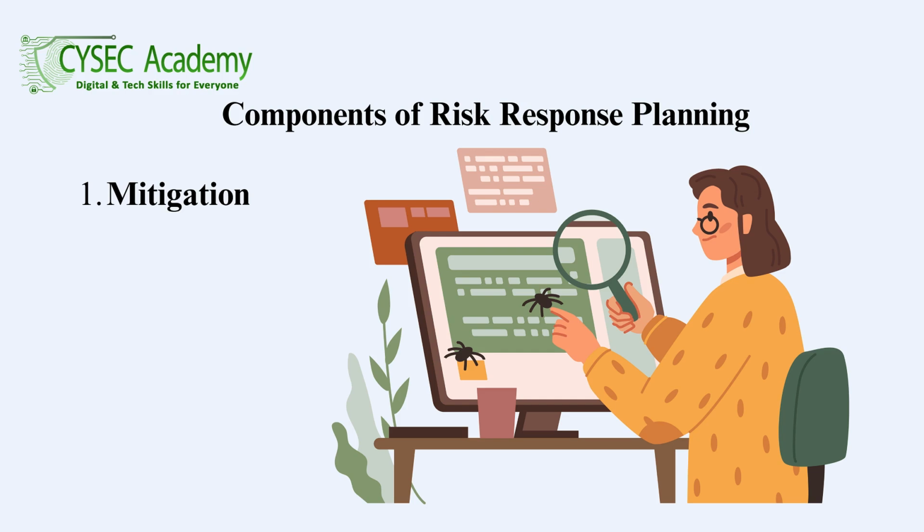Mitigation. Mitigation involves taking actions to reduce the probability or impact of a risk. This approach aims to lessen the severity of the risk's effects on the project. For instance, implementing rigorous code reviews and automated testing to reduce the risk of bugs and system failures.